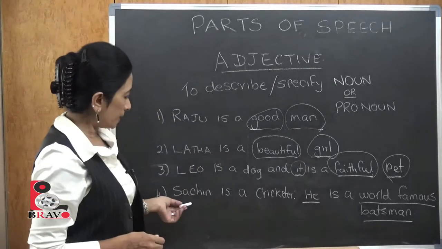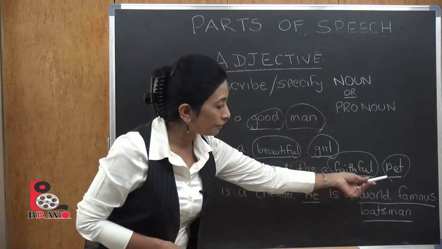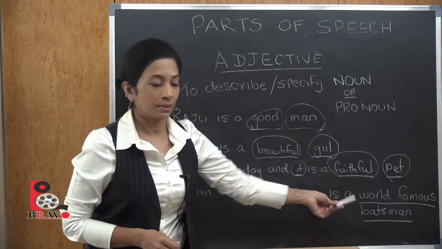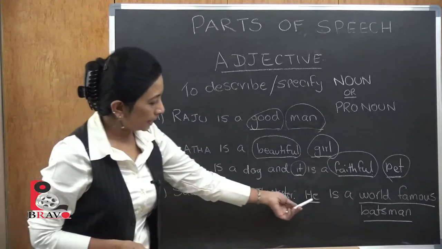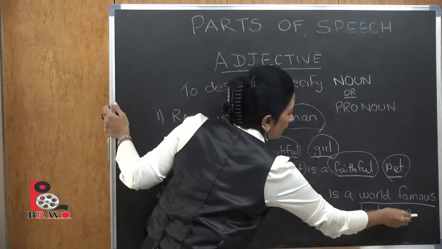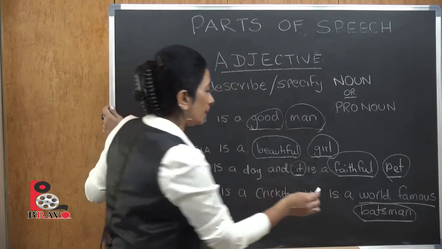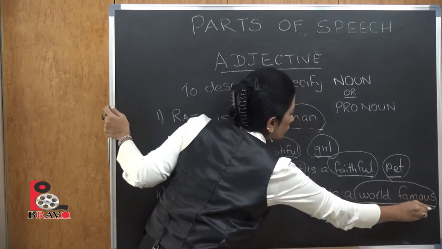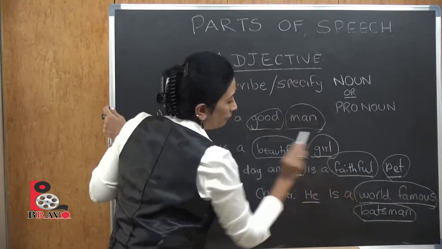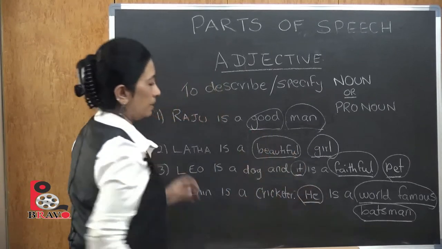Fourth one, Sachin is a cricketer. He is a world famous batsman. So here batsman becomes the noun. And what kind of a batsman is he? He is world famous. So the adjective is world famous and the pronoun is he.